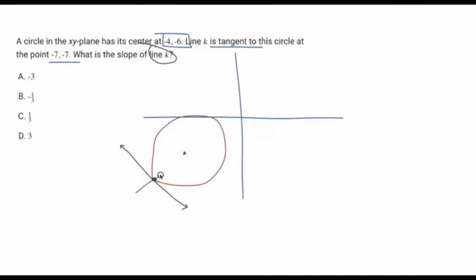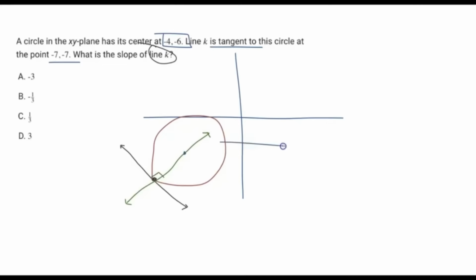So if we draw another line through the green line, that's a bad diagram, so we draw it through like this. Just pretend that's a straight line. You can see that the green line is going to make a perpendicular angle with line K. And so those are perpendicular lines, and perpendicular lines have opposite reciprocal slopes. And therefore, what we need to do is find the slope of the green line here, and then we can find the slope of line K.